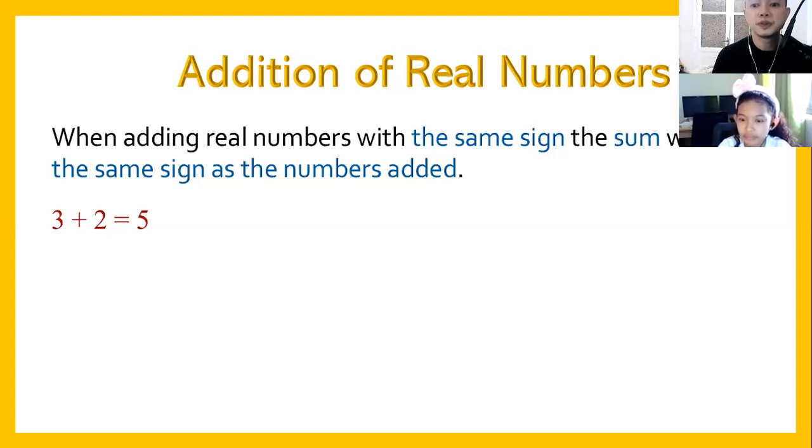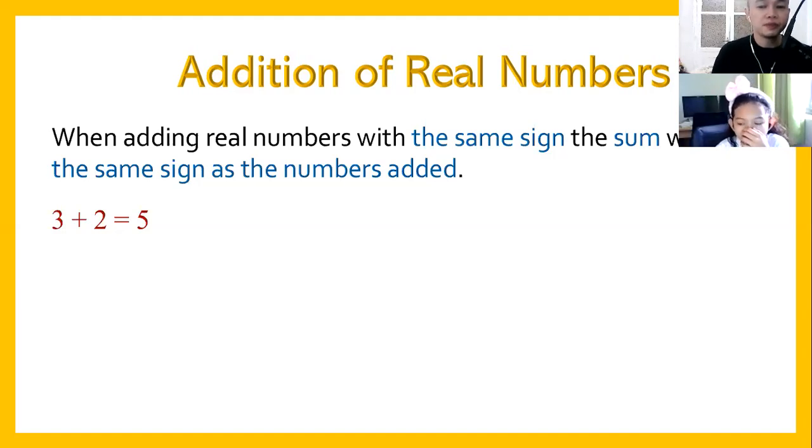6 plus 5 equals 11. Positive or negative? Positive. All 6 and 5 are positive, so the sum 11 is also positive.